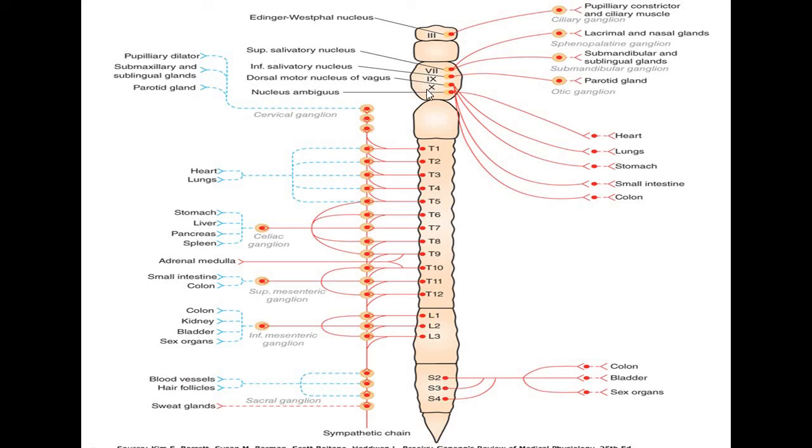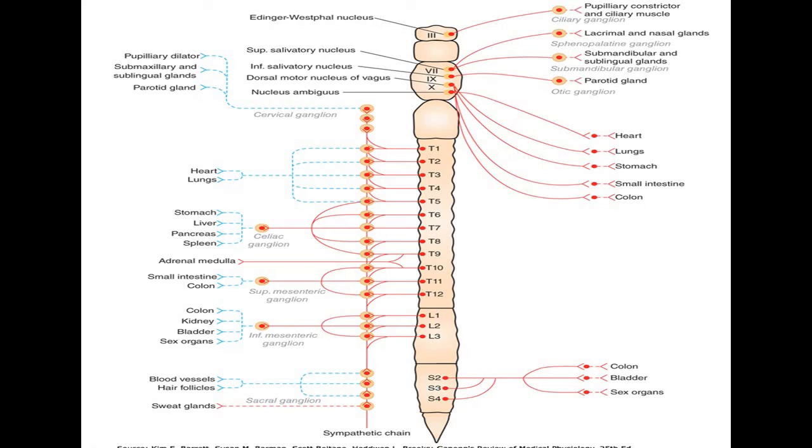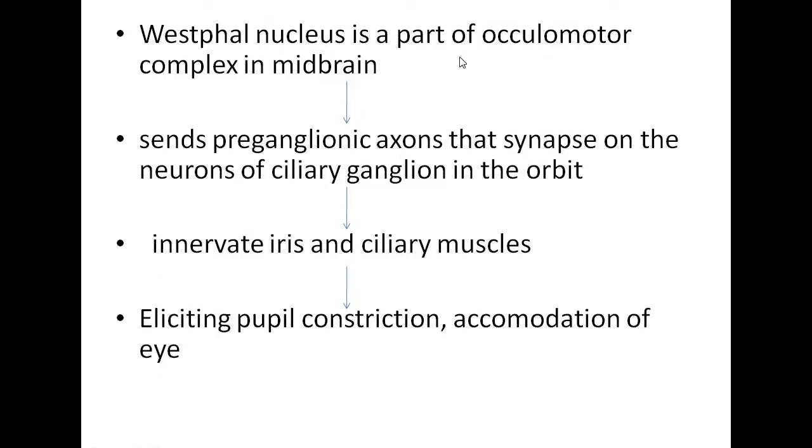The 10th nerve, that is the vagus nerve. Which nucleus? The dorsal motor nucleus of the vagus and also the nucleus ambiguus. These are preganglionic, right? This vagus we'll discuss a bit later. Okay, this is the Edinger-Westphal nucleus which we just now saw for the oculomotor nerve here, right? We're taking it theoretically now. The Edinger-Westphal nucleus, which is a part of the oculomotor complex in the midbrain, sends the preganglionic axons that synapse on the neurons of the ciliary ganglion in the orbit. It innervates the iris and the ciliary muscle, which causes pupillary constriction.